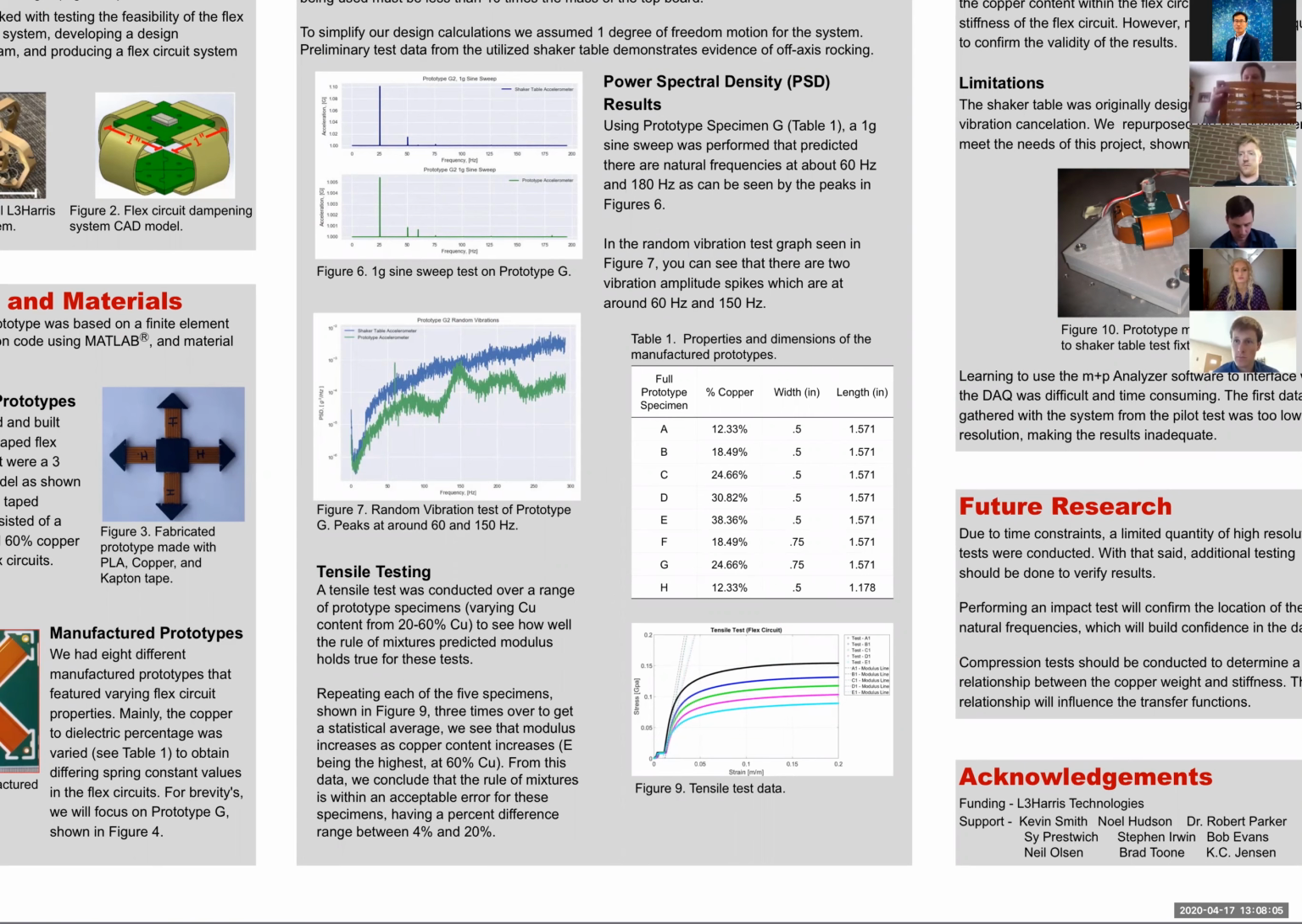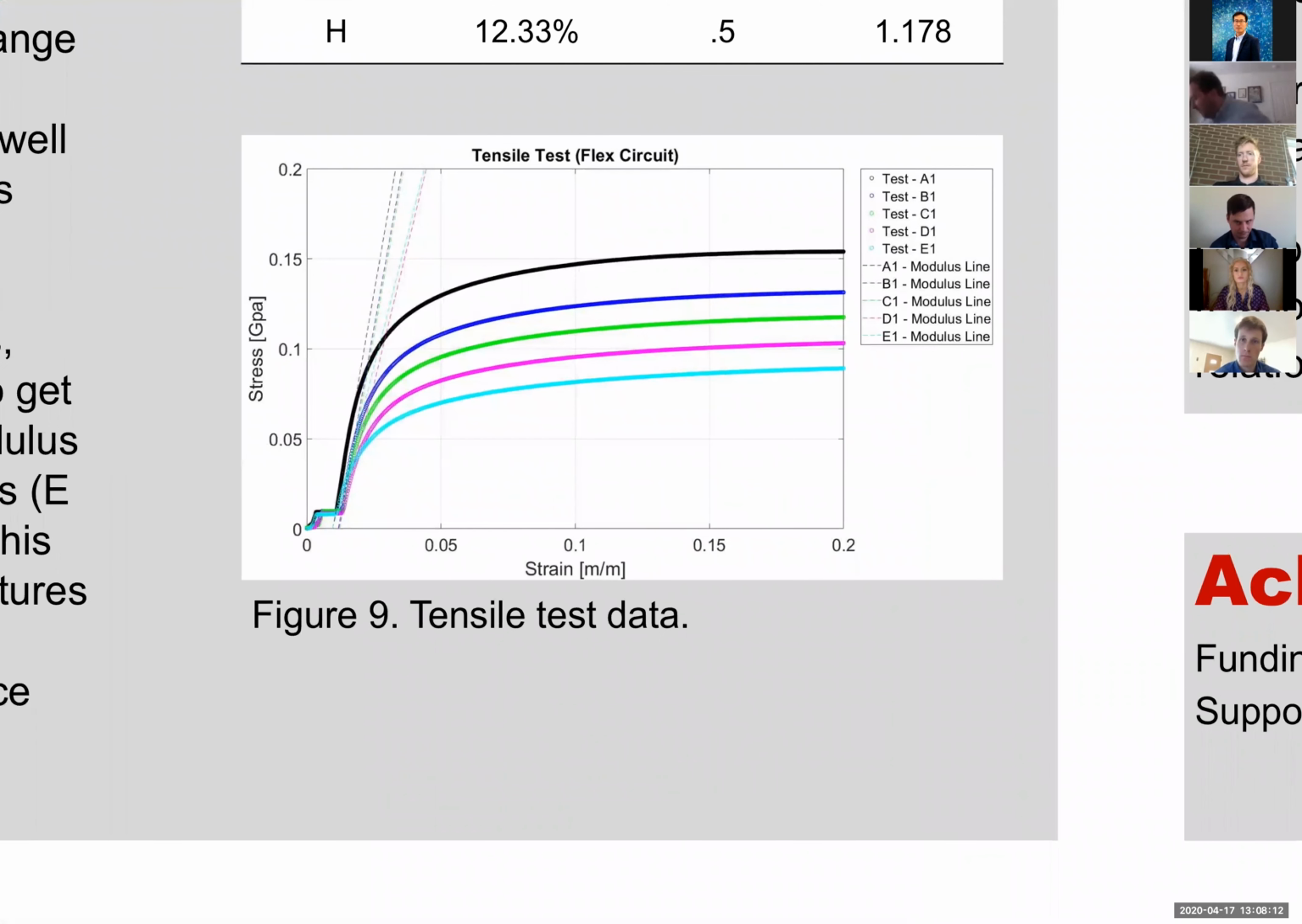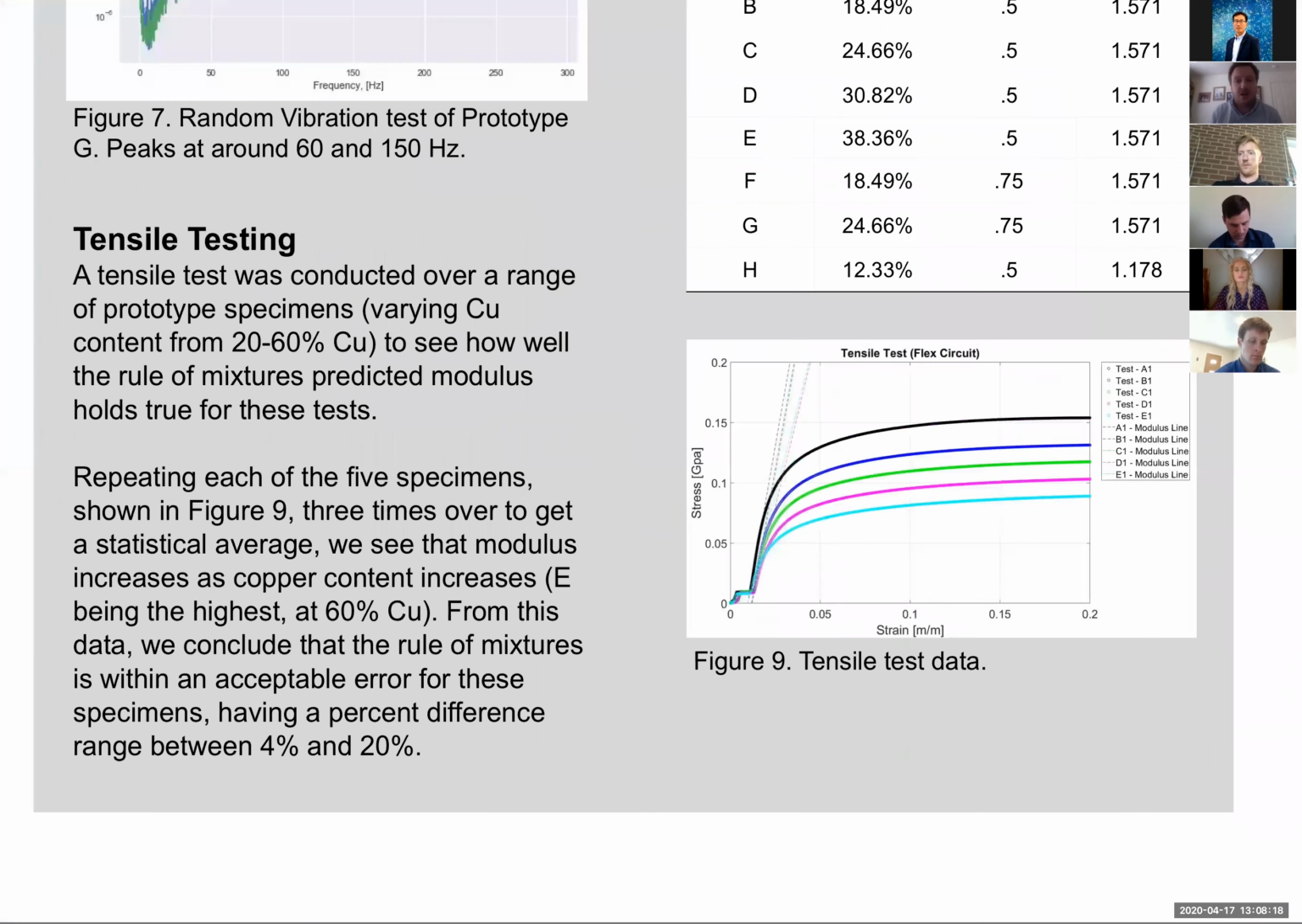We made 5 different specimens and we made 3 replicas of each of them. And then we put them in an Instron machine to get their Young's modulus. And we wanted to compare that to our theoretical value that we got from the rule of mixtures. The rule of mixtures, just a brief description if you don't know what it is.